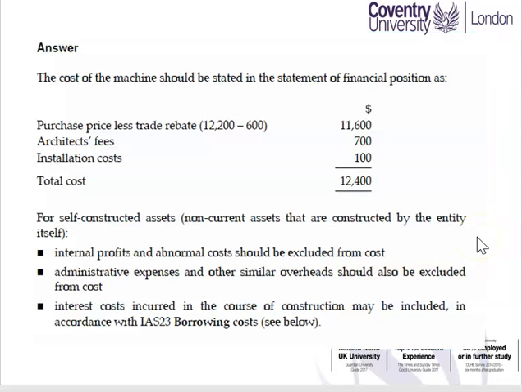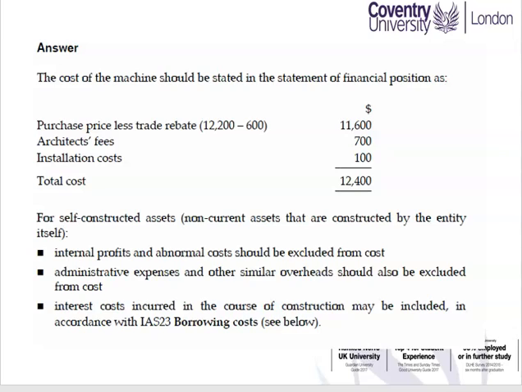The answer is as follows. As you can see, the purchase price less trade rebate is $11,600, plus the architect's fee and the installation cost. So the total cost recognized for this machinery is $12,400, and this is the non-current asset shown in the financial statements. The rest of the costs will be expensed to profit and loss account.